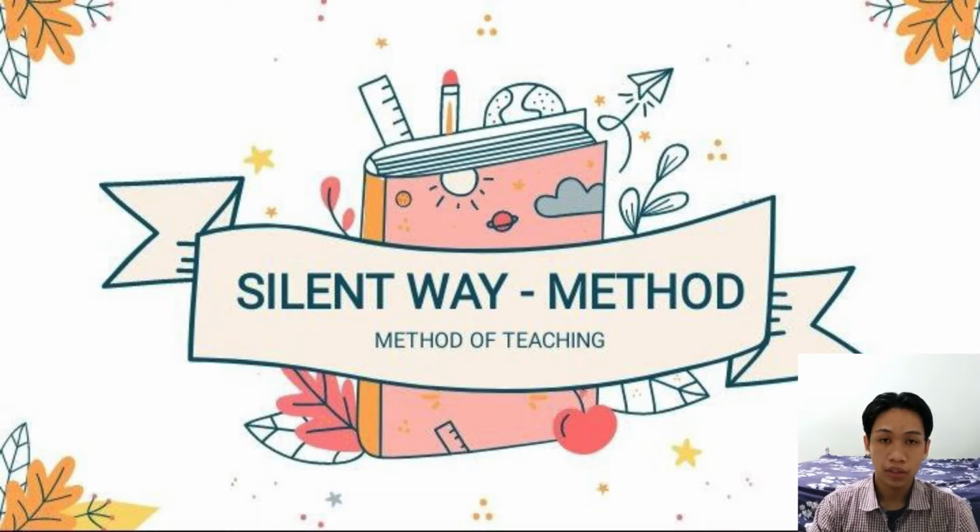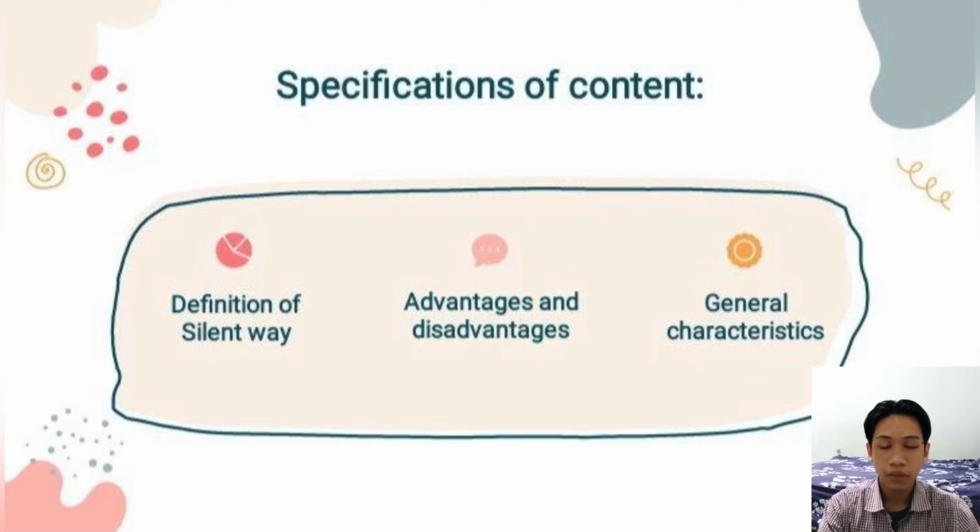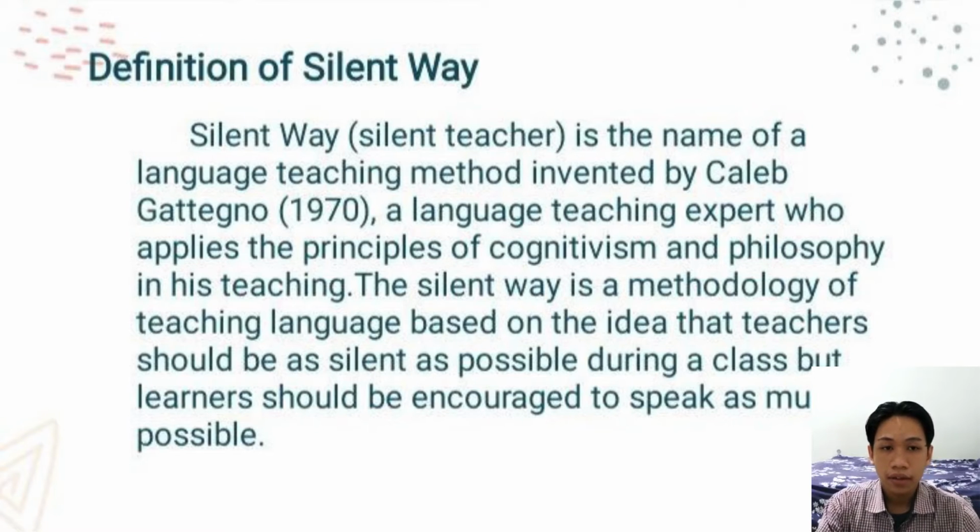We will present our material about the silent way method. The specification of content: the first one is the definition of the silent way, the second one is advantages and disadvantages, and the last one is general characteristics. The definitions of the silent way.